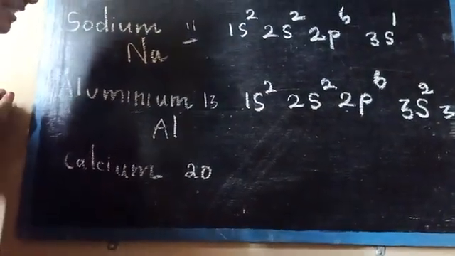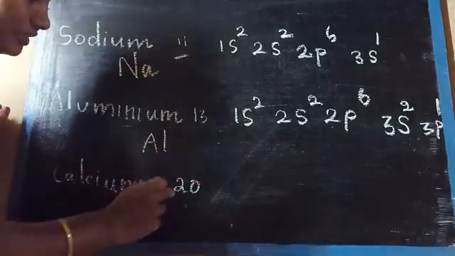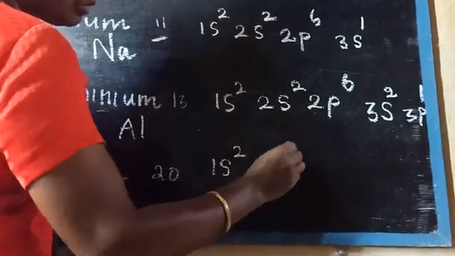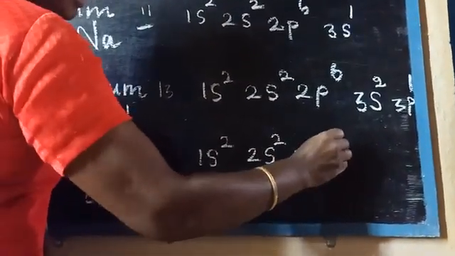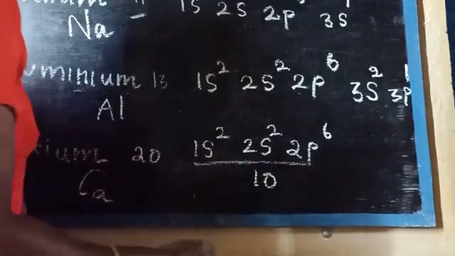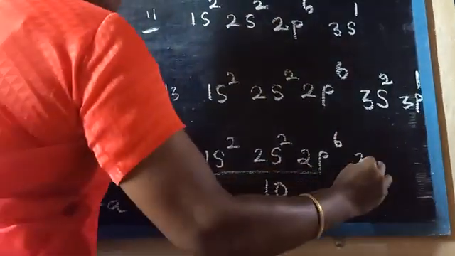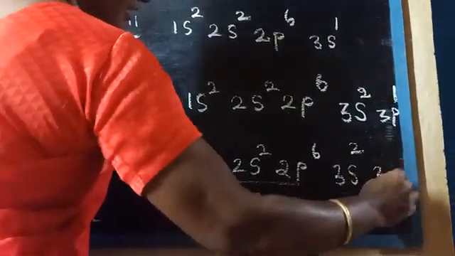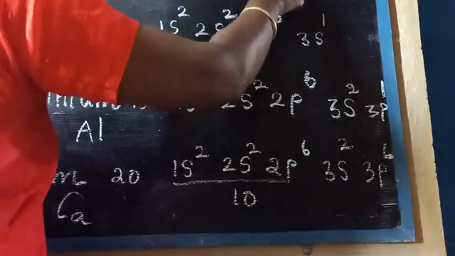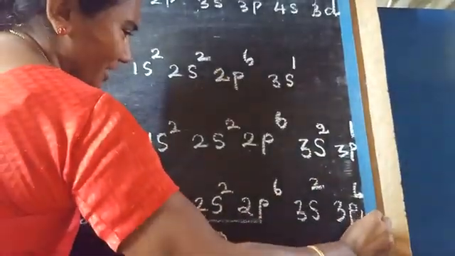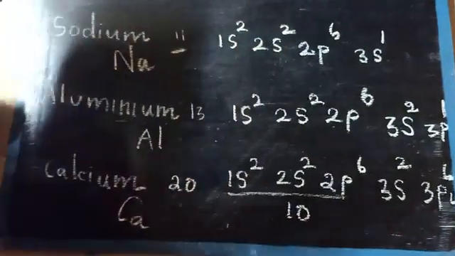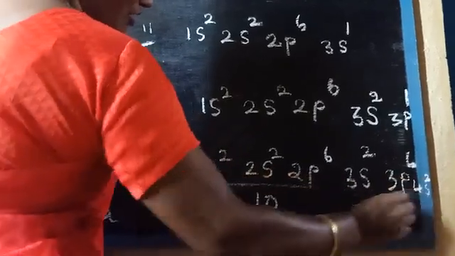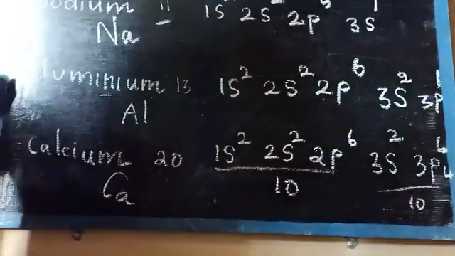Okay, so next example, calcium. Ca. Atomic number 20. Write the electronic configuration: 1s2, 2s2, 2p6. Here totally 10. So after 2p6, next one 3s2. So 12. Next 3p6, 18. So after 3p, next one 4s. 4s2. Are you clear, children? So here 6 plus 2 8, 8 plus 2 10. So total number of electrons 20.